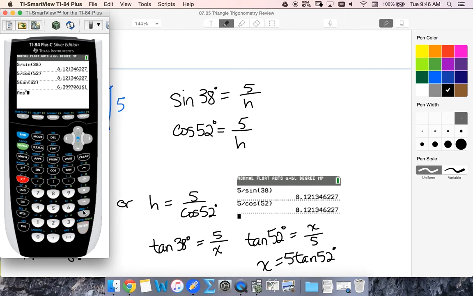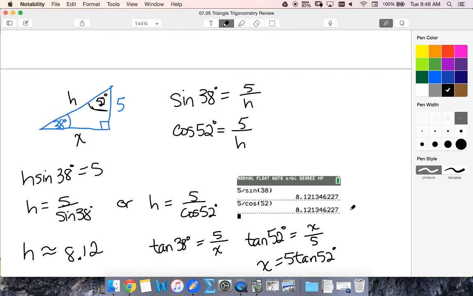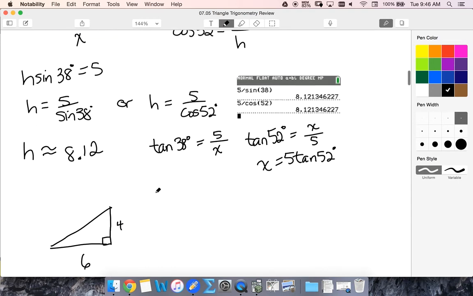If I square that and add 5 squared, and then square root that whole answer, notice I've got the same number. So Pythagorean theorem or using my calculator, we're going to get the same value. All right, so coming back down to this one.